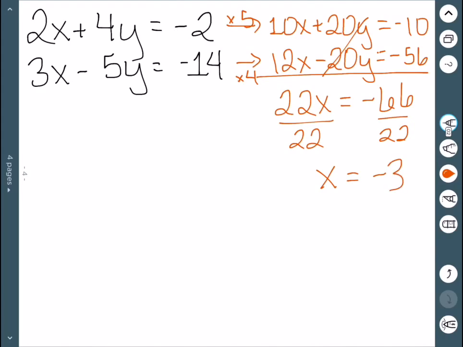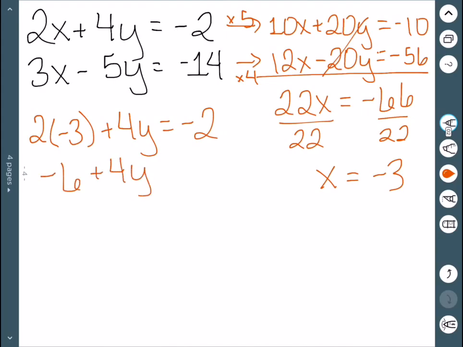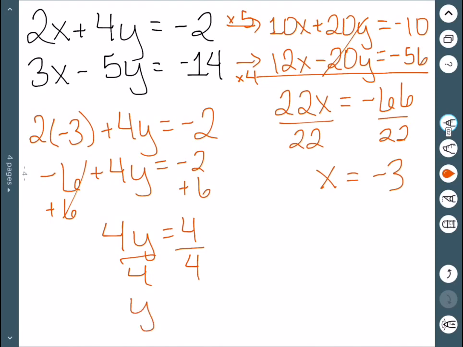I can then use either of my two equations to find y. We'll use the first this time. 2 times x, which is negative 3, plus 4y is equal to negative 2. This says negative 6 plus 4y equal to negative 2. We can add 6, which tells us that 4y is equal to 4. And then dividing both sides by 4 tells us that y is equal to 1. So in this case, our solution is negative 3, 1.